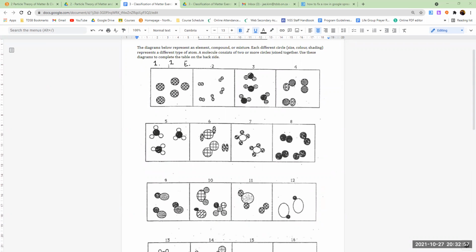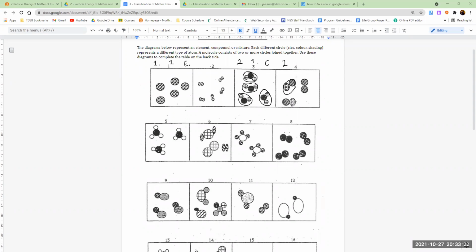For number 3, how many different spheres do you see? I see 2 different types of spheres. How many different packages do you see? Every single one of these molecules or packages looks to be exactly the same. So I'm going to say I only see one type of molecule, and therefore I would say this is a compound. Whereas with this one, I see 2 different types of spheres.